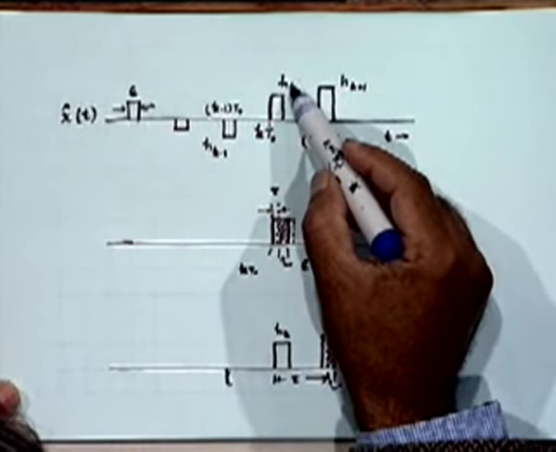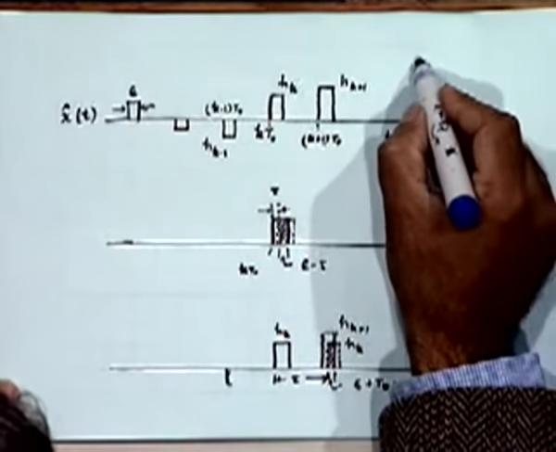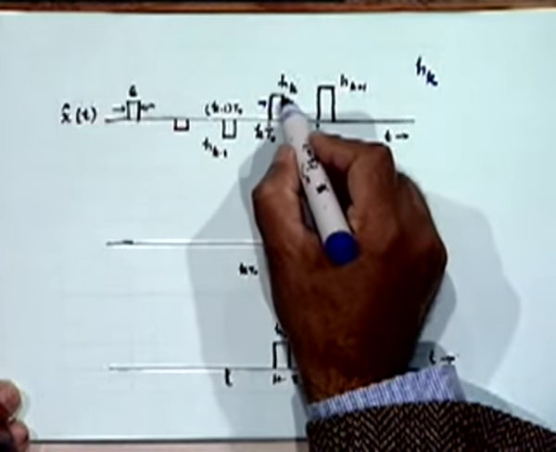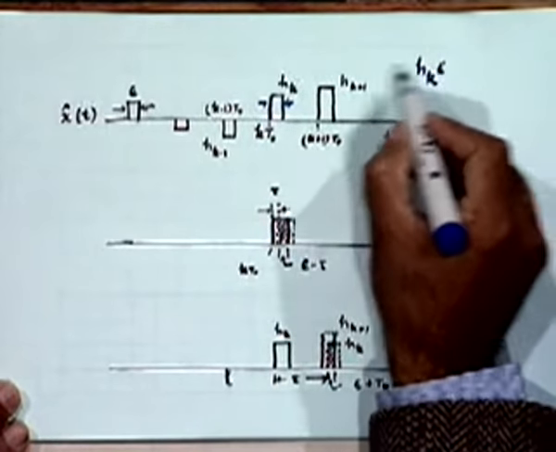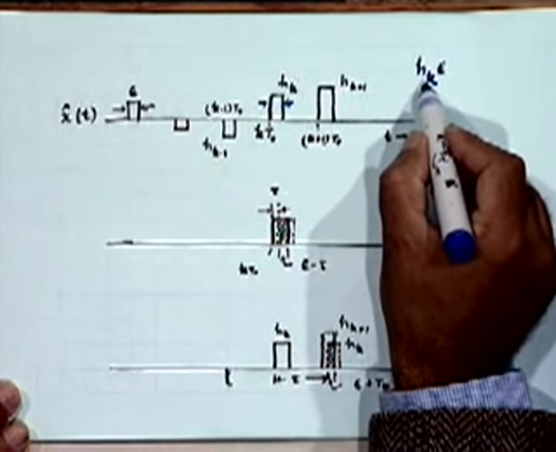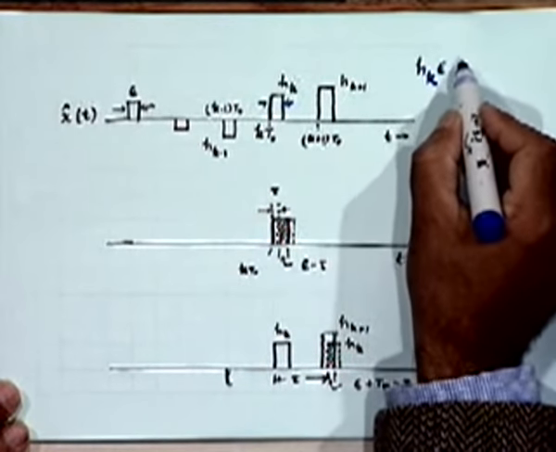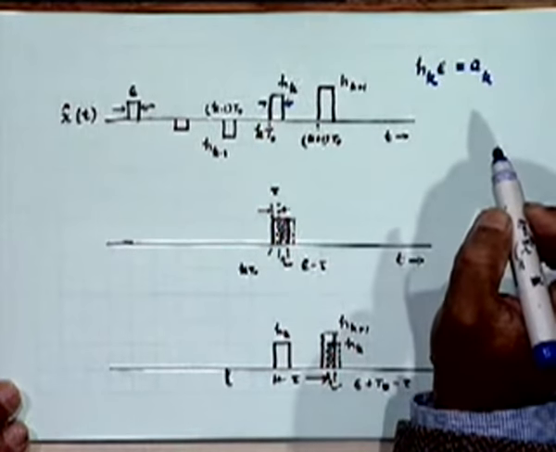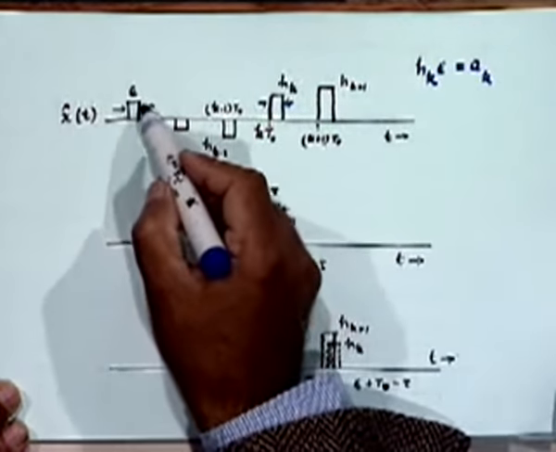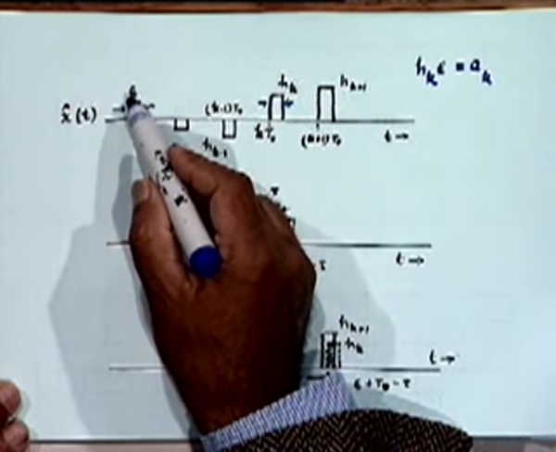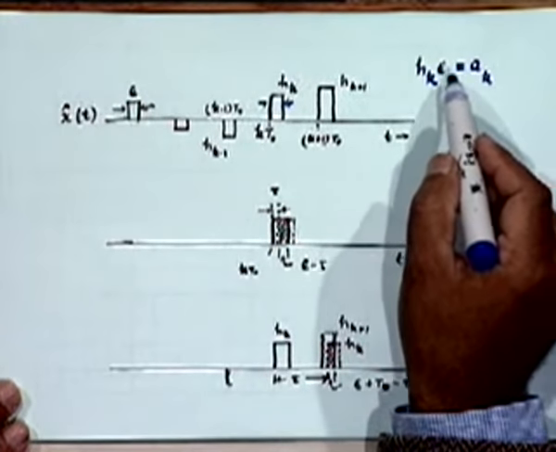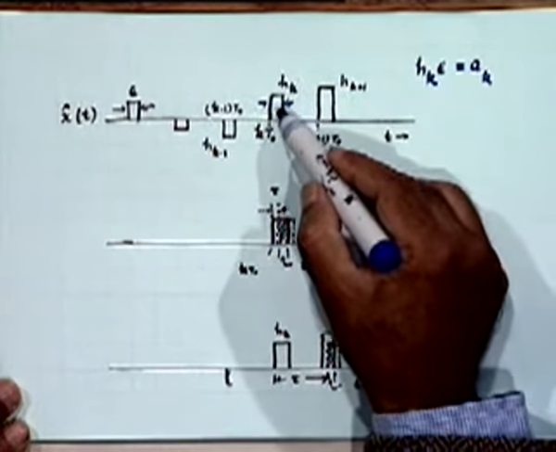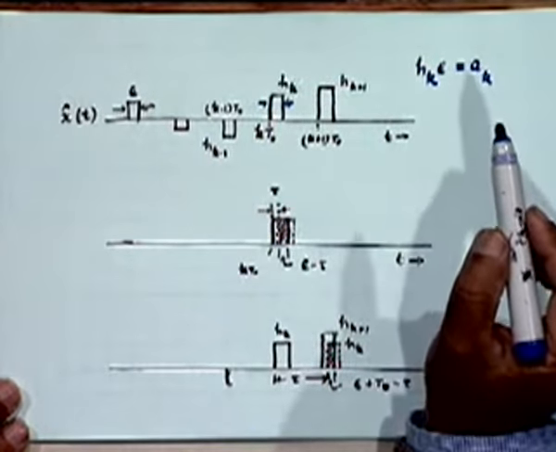The height h sub k of the kth pulse and the width epsilon (epsilon will be constant for all pulses) are chosen such that h_k epsilon would be equal to a sub k. So that in the limit that epsilon is made 0, the area is kept constant by increasing the height, we will again get back our impulse strain.